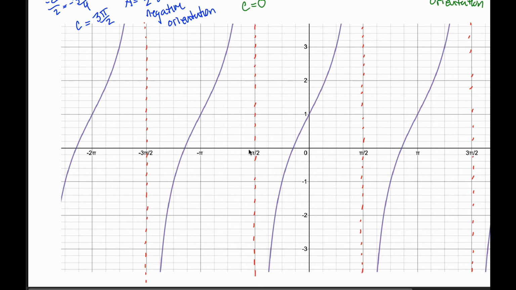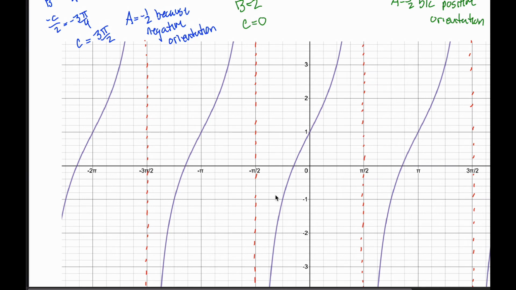The first time we sketched tangent, we said halfway in between these vertical asymptotes were our zeros. But now that we're looking at transformations of tangent, it's not halfway in between these vertical asymptotes where the zeros lie. It's halfway in between these vertical asymptotes where the midline lies. So halfway in between negative pi over 2 and pi over 2, for example, is 0. And the height at 0 is up here at 1. Halfway in between negative 3 pi over 2 and negative pi over 2 is negative pi. And the height at negative pi is up here at 1. Similarly, halfway between any two vertical asymptotes, we'll note that the height of this graph is at 1. What that's saying is the midline of this graph is just 1.